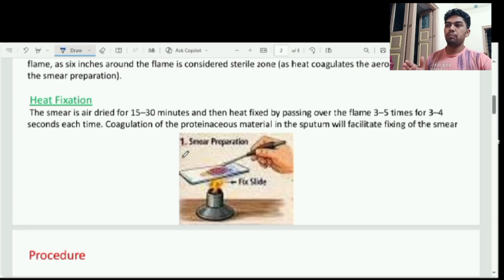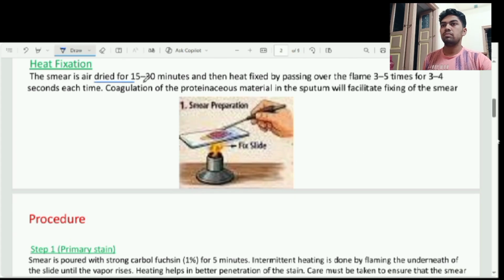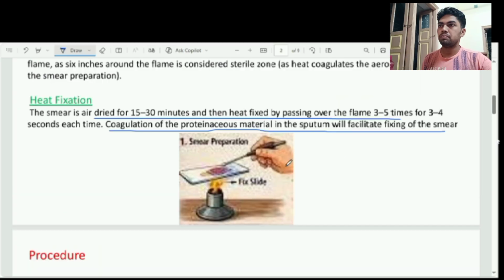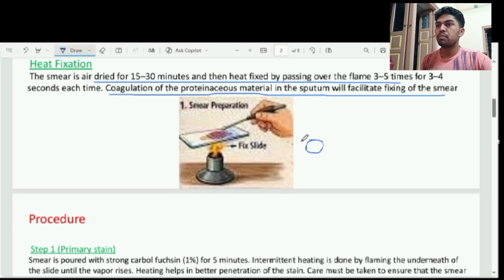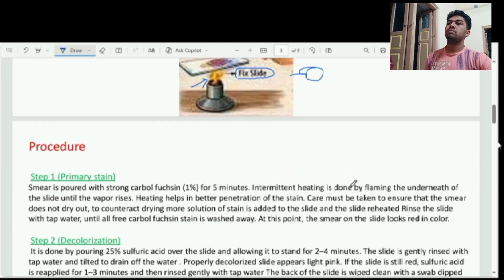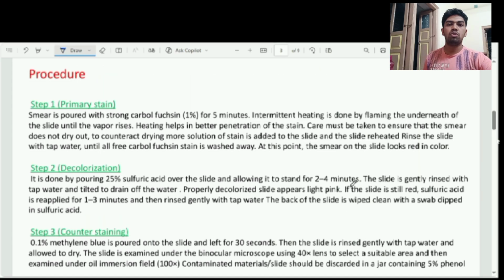After making the smear, you have to heat fix it. Coagulation of the proteinaceous material in the sputum will facilitate the fixing of the smear. So this is the smear preparation. Here we are fixing the slide by heating it. Now we come to the procedure.